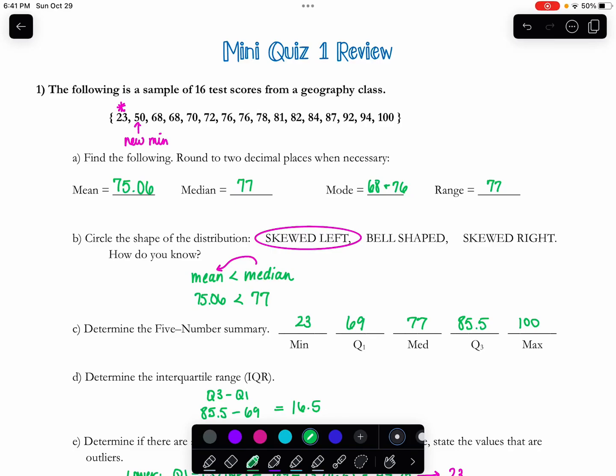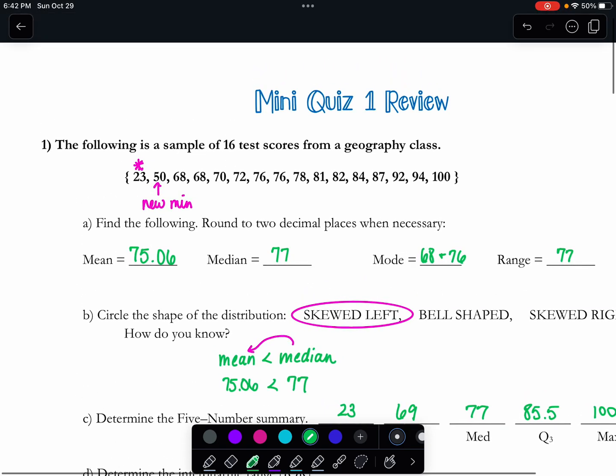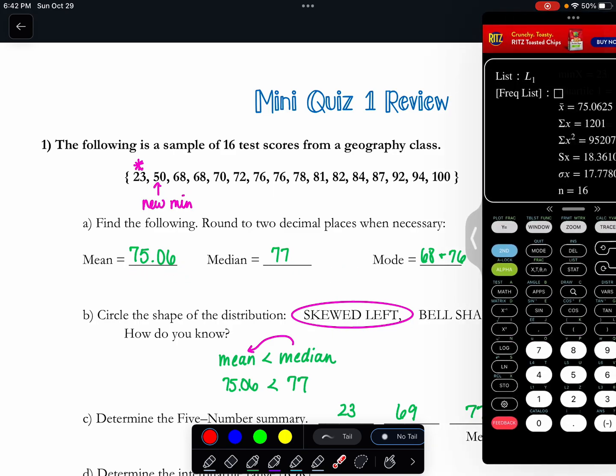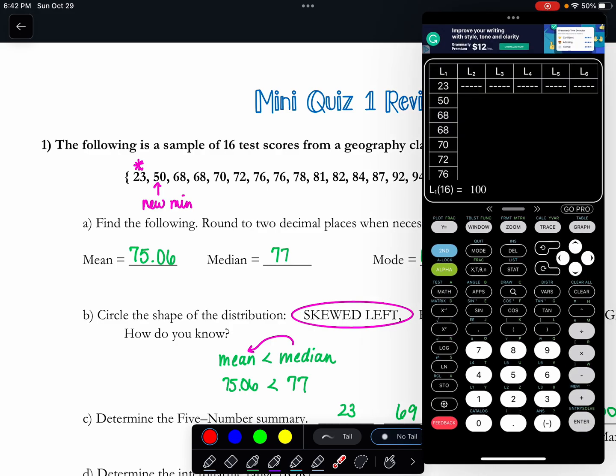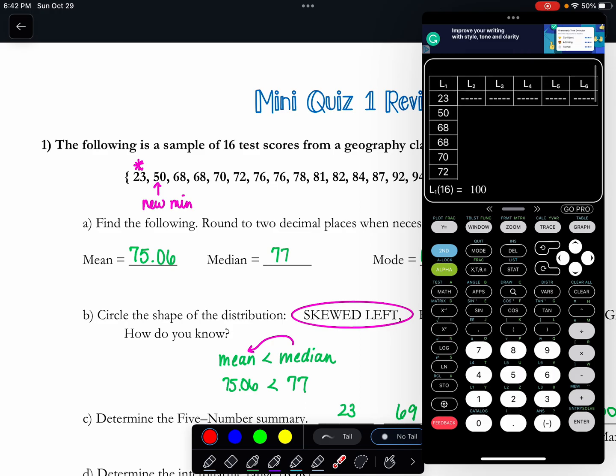All right, let's review for Stats Quiz 1. So if we have a set of data, here we have 16 test scores, and we want to find some statistics about it. We're going to use our calculator. So we're going to press Stats, edit our list, and put in the 16 scores.